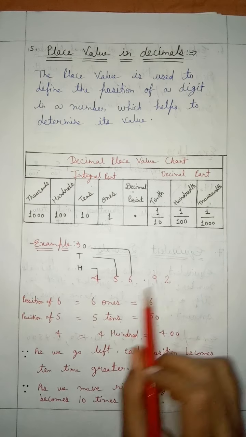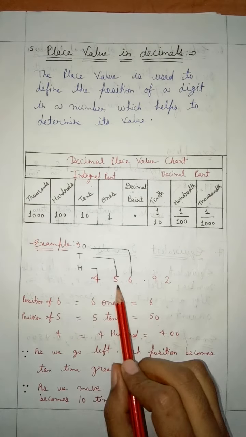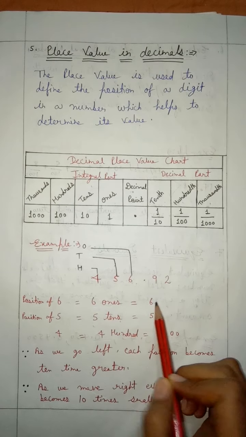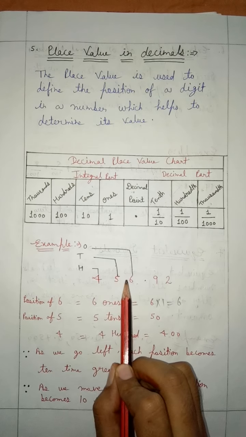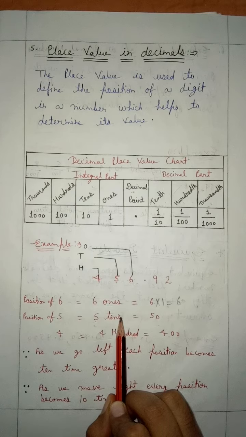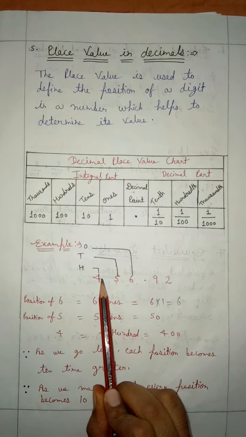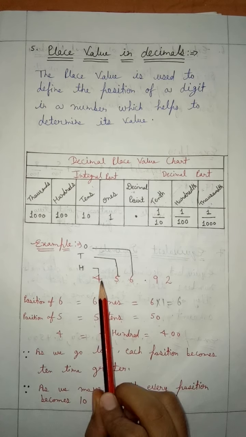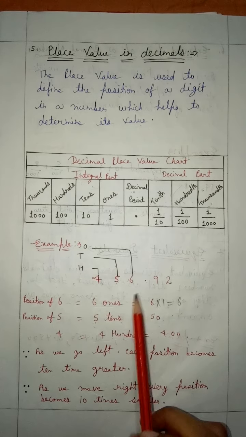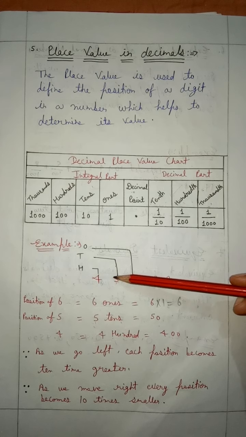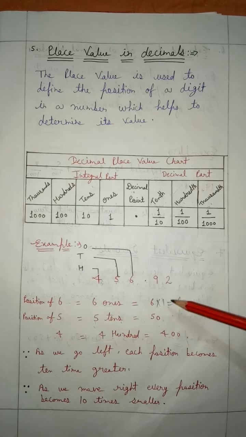456.92. So what is the position of 6 in this given decimal number? 6 ones, 6 multiplied by 1 equals 6. The position of 5 is tens, 5 tens equals 50. Got it? And the position of 4: ones, tens, hundreds, so 400. As we go left, each position becomes 10 times greater. As we move right, every position becomes 10 times smaller. Got it?